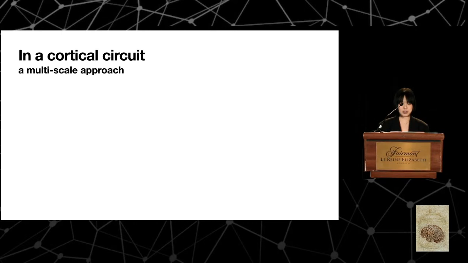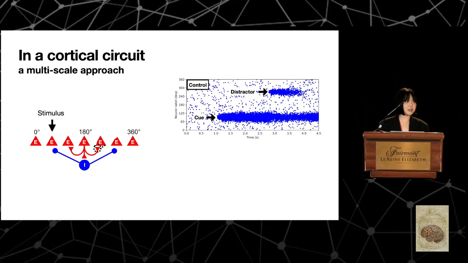So here, I'm showing you a standard ring model of working memory where a spatial location is to be remembered and stored as a bump of persistent activity, which is somewhat resistant to intervening distractors. So what that would look like, for instance, is if I give a stimulus here, this stimulus can be preserved even with the presentation of a distracting signal somewhere else, due to the precise balance of excitation and inhibition.